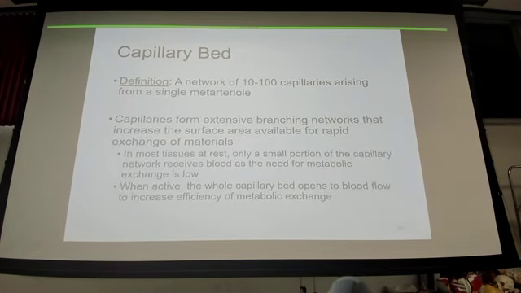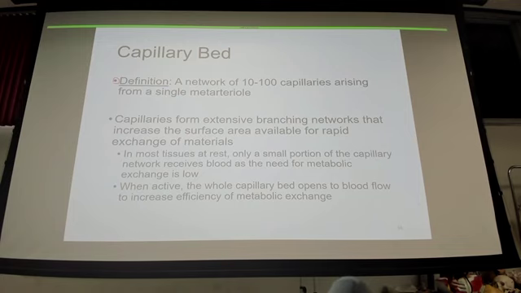So the capillary bed, the point isn't that it's 10 to 100 capillaries. The point is that the capillary bed, now we're talking about that middle part, all right? So the arteriole, the metarteriole, now we're in that capillary bed, we're in that middle piece, all right? The webbing, if you want to call it that, from what it looked like on the drawing, all right?